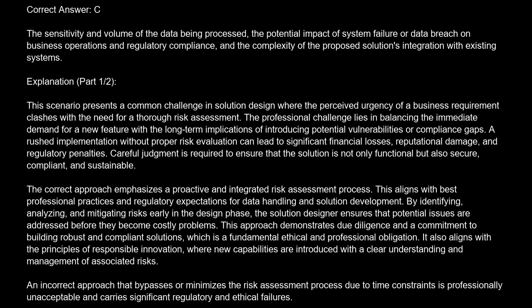This approach demonstrates due diligence and a commitment to building robust and compliant solutions, which is a fundamental ethical and professional obligation. It also aligns with the principles of responsible innovation, where new capabilities are introduced with a clear understanding and management of associated risks. An incorrect approach that bypasses or minimizes the risk assessment process due to time constraints is professionally unacceptable and carries significant regulatory and ethical failures.